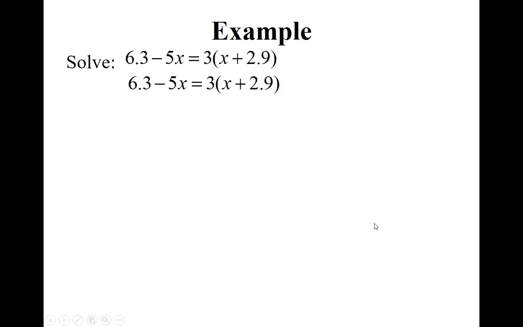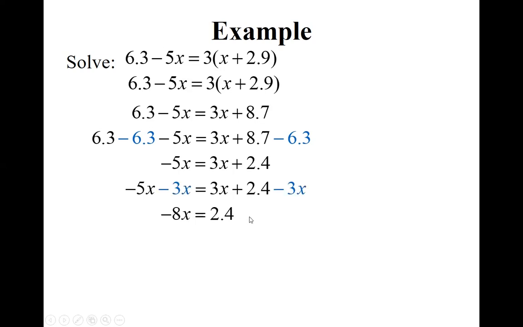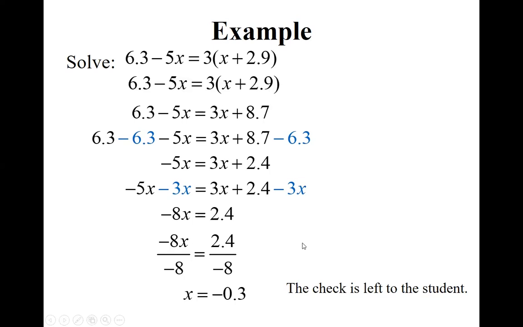To get rid of the parentheses, we need to distribute that 3. 3 times x is 3x. 3 times 2.9 is 8.7. Let's subtract 6.3 from both sides. 8.7 minus 6.3 is 2.4. Let's subtract 3x from both sides. Negative 5x minus 3x is negative 8x. Divide both sides by negative 8. And we get negative 0.3.